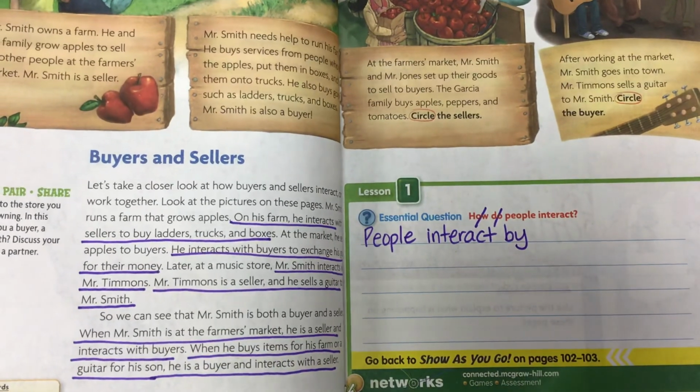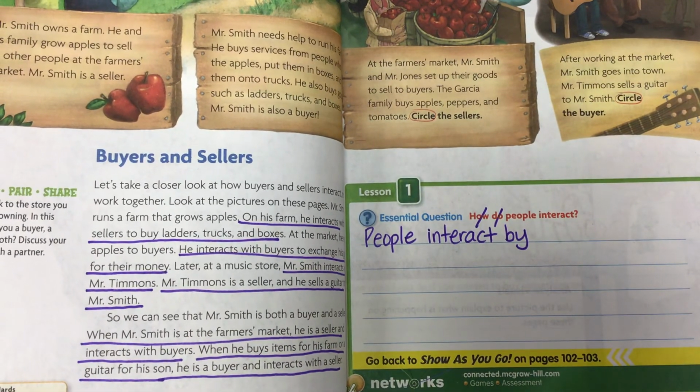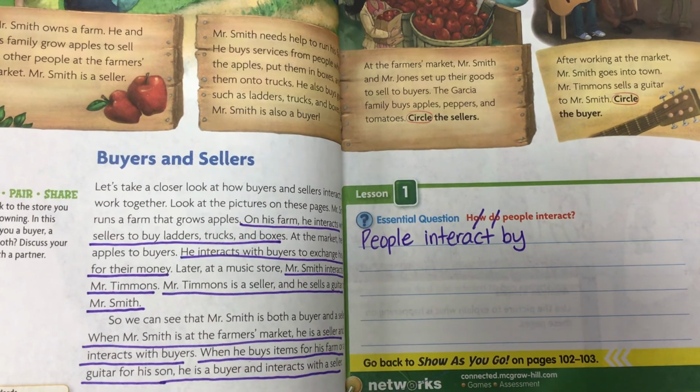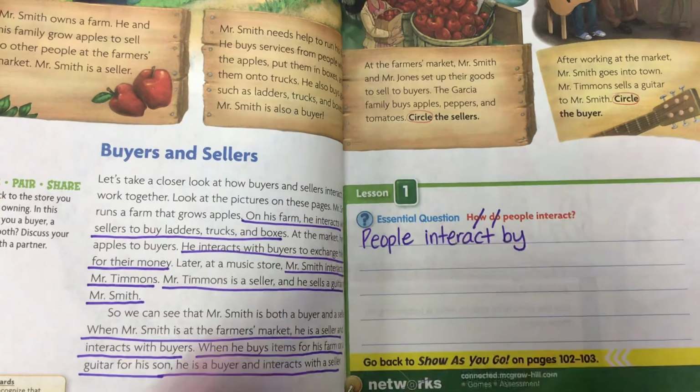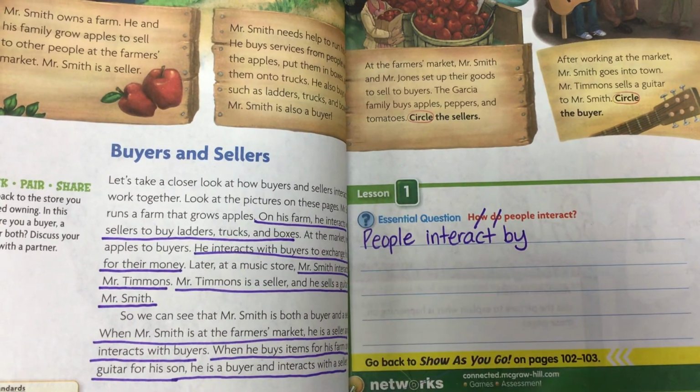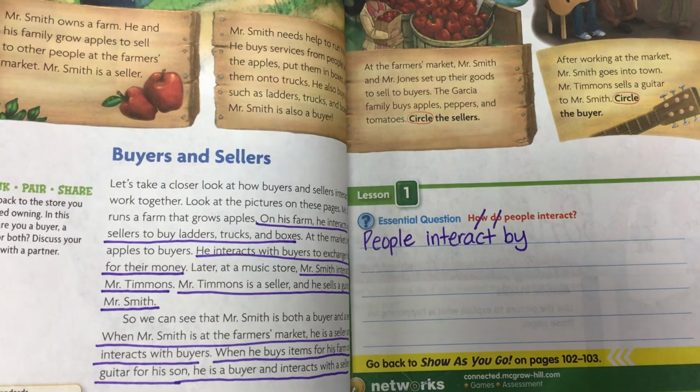So our essential question from lesson 1 is, how do people interact? Go ahead and refer back to page 114 and each of the illustrations at the top to answer the question, and be sure to restate it beginning with people interact by.